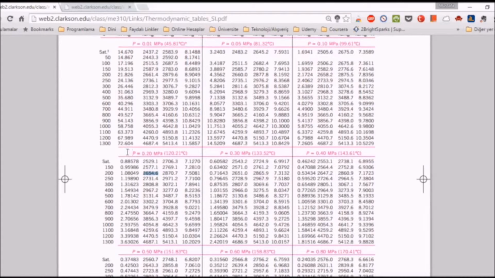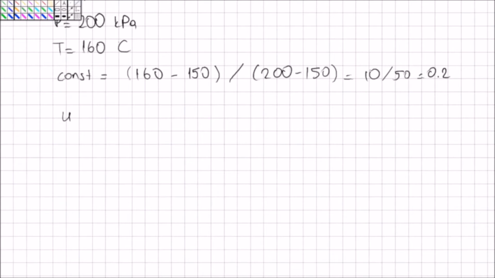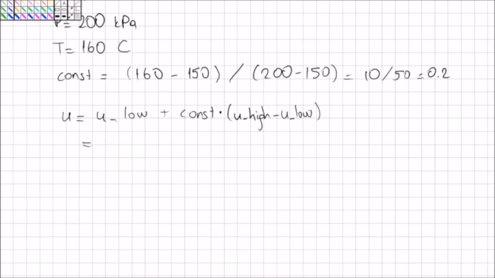calculate internal energy according to this equation, as you know, minus internal energy low. So this is equal to, from the table values, like this, plus this times, again from tables, minus, and this is equal to, if you calculate from calculator, this value.